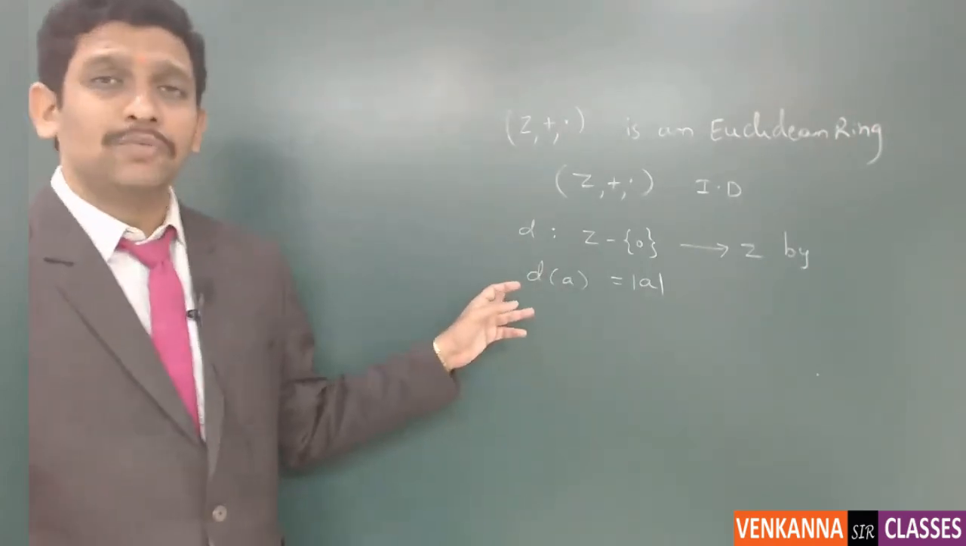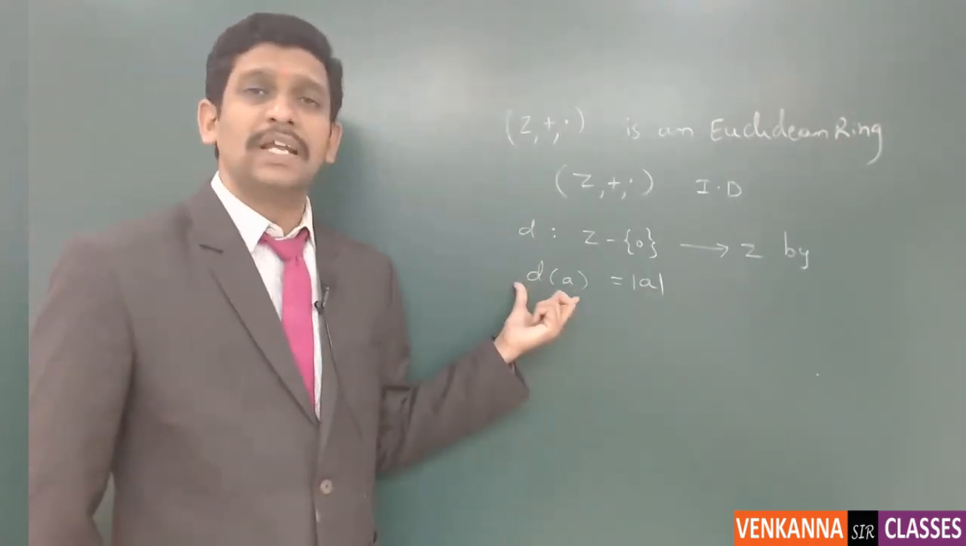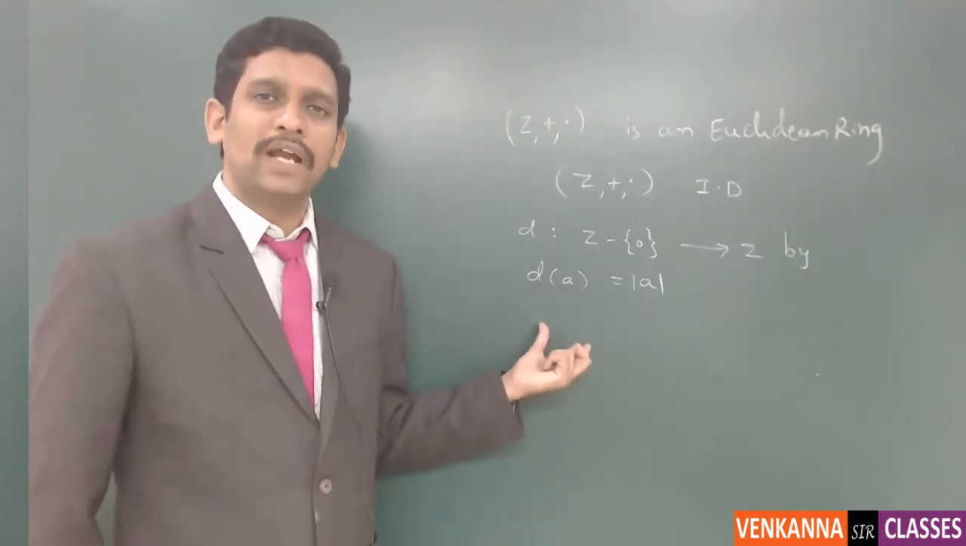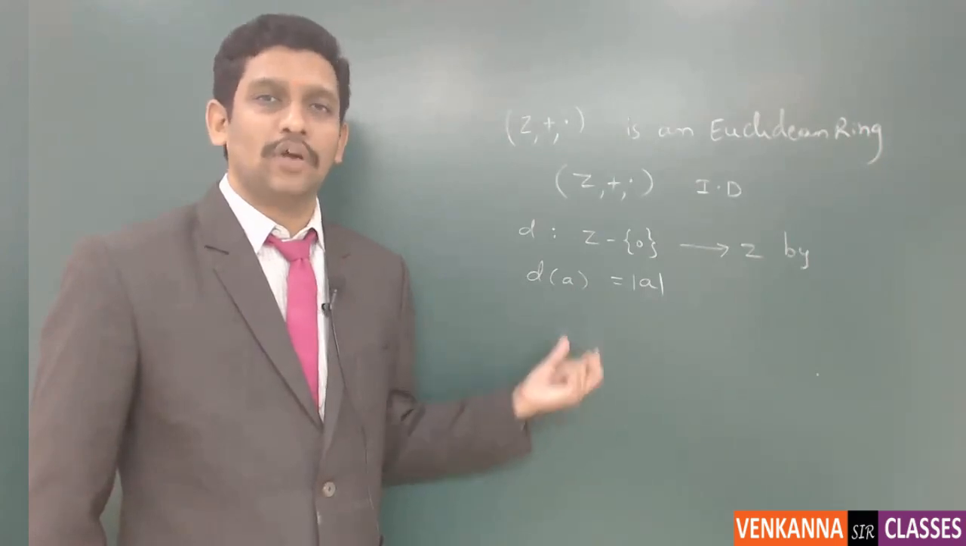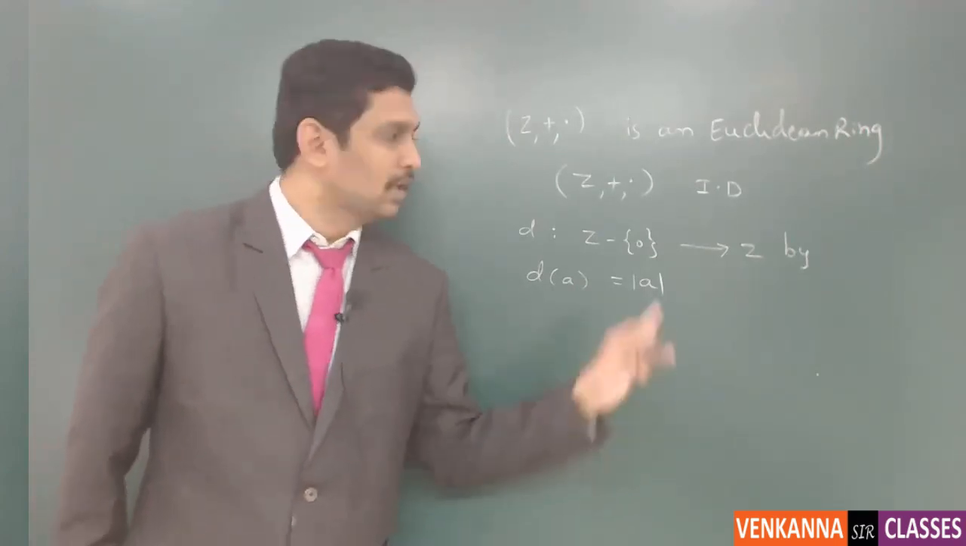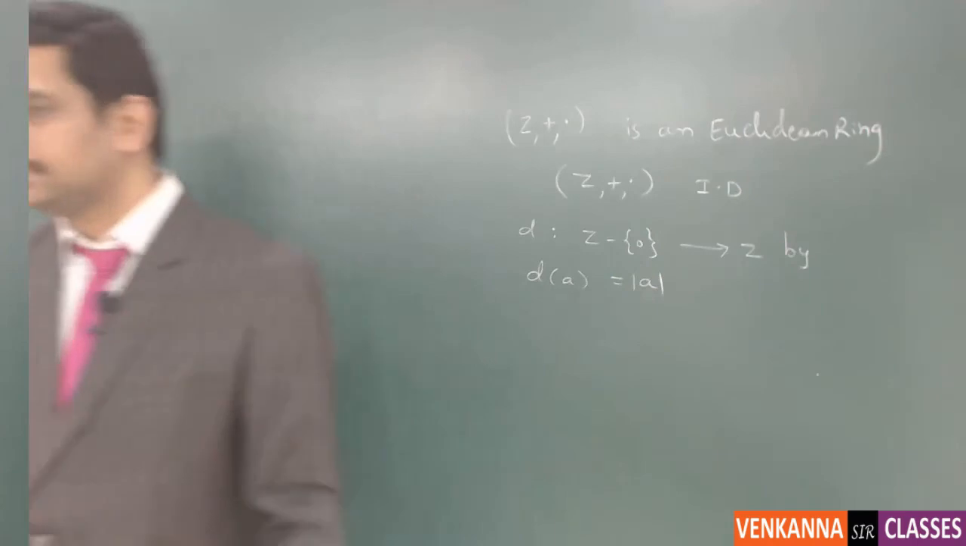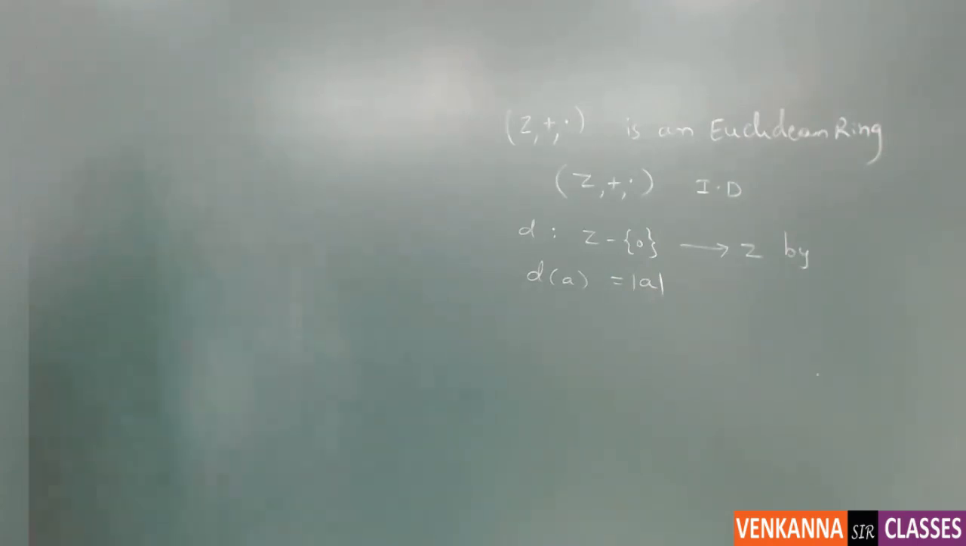Now I am going to prove that the function d, which I have defined, satisfies the two conditions of Euclidean domain. Okay? Please take a note of this function. Is it noted?